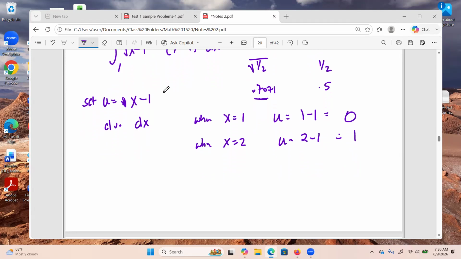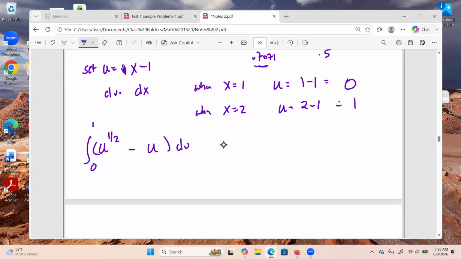So this is working out really well. We can feel really clever here. So this goes from 0 to 1. These are now u limits. And I've got u raised to the 1/2 minus u, all times du. And we just have to integrate this piece. This isn't going to be bad at all. So we have u raised to the 3/2 times 2/3 minus 1/2 u squared. And of course, we're going from 0 to 1 in my new u limits of integration here.